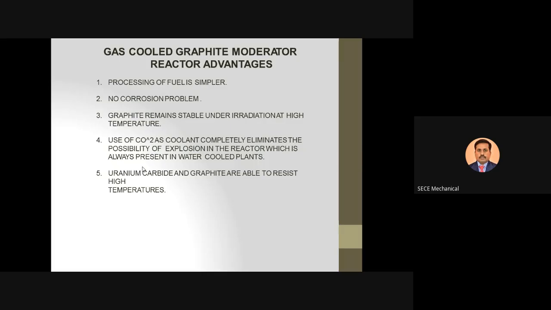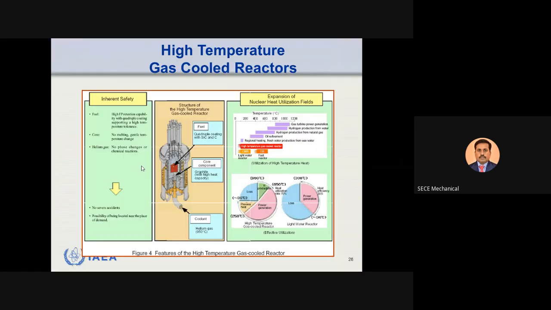Explosion risk is always present in water cooled plants. And uranium carbide and graphite are able to resist high temperature. So here we are using graphite and uranium carbide, and this material is able to resist the high temperature. That's why the gas cooled graphite moderator reactor is used nowadays, and it is also called an advanced type reactor. So here you can see the structure of a high temperature gas cooled reactor.